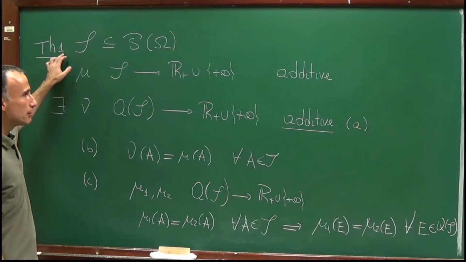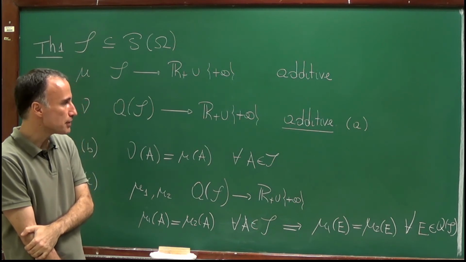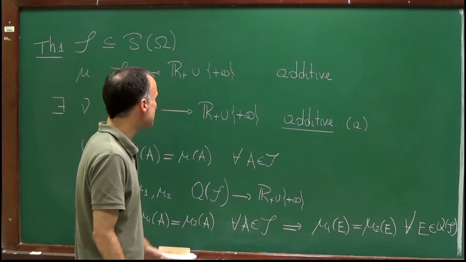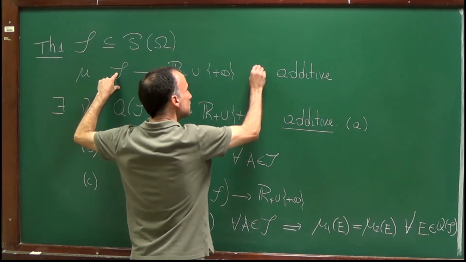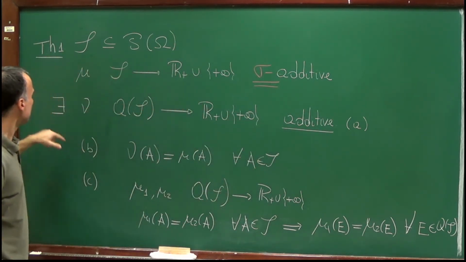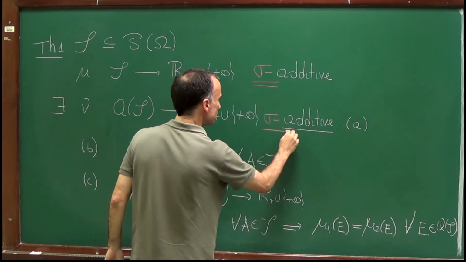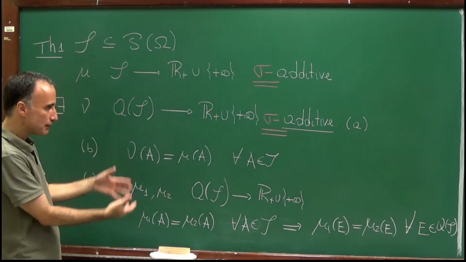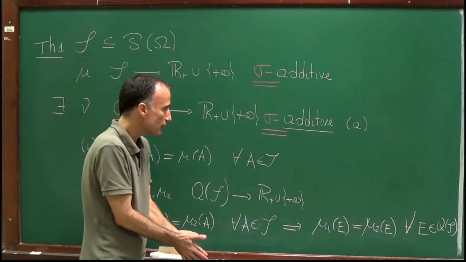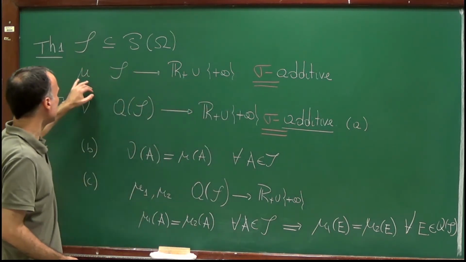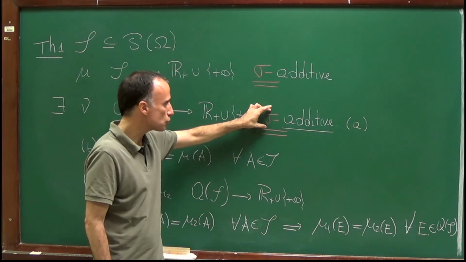So we just proved this theorem. So we proved that there exists a unique extension to the algebra generated by the semi-algebra of an additive measure. What I want to show now is that if this measure, mu, which is defined on the semi-algebra, is sigma additive, then the extension nu, which we just defined, is also sigma additive. Right? So we define an extension. The extension is unique, so we know what it is. What I want to show now is that if we started from a sigma additive function, then the extension is also sigma additive.